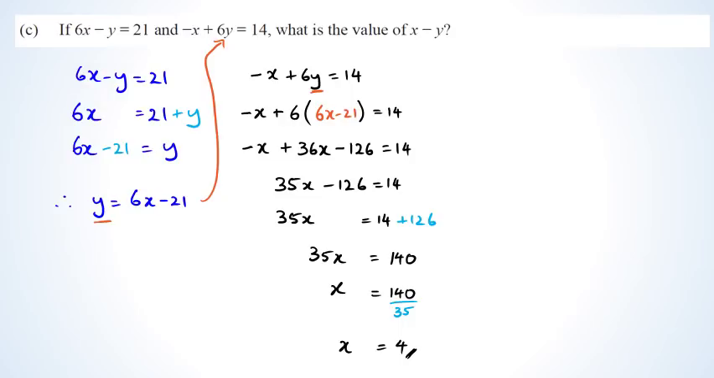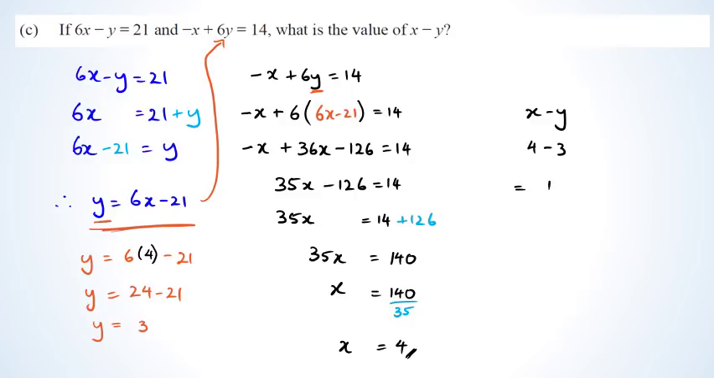Okay, so once you have x equals 4, you need to figure out what y is. We have the equation for what y is. y is 6x minus 21. So we can write that here as 6 times x, but because x is equal to 4, we're going to end up with y looking like this, which means y is equal to 24 minus 21, which is equal to 3. So now we've got x and y, so we can do what x minus y is. x minus y would be 4 minus 3, which equals 1.